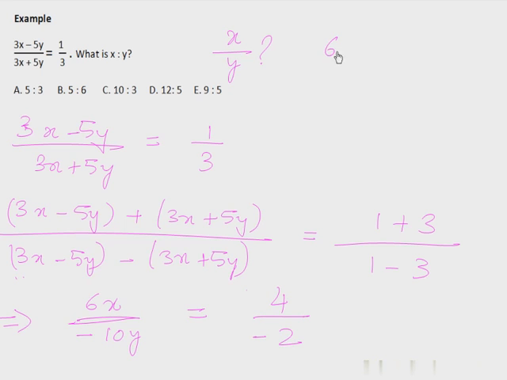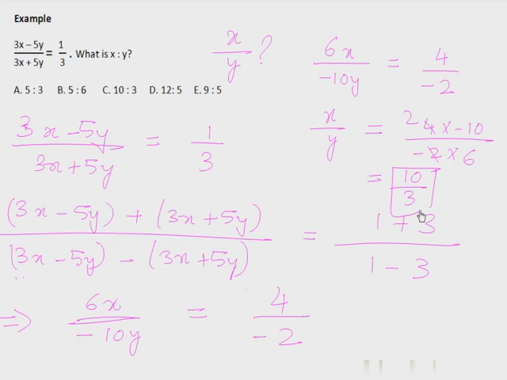So I'm left with 6x over minus 10y equal to 4 over minus 2, and they want x by y, which is now simple. 4 into minus 10 over minus 2 into 6. Let's clean up things. That's 20 over 6, which is 10 over 3. That answer is C. So a direct application of componendo and dividendo helps us solve for x and y quickly.